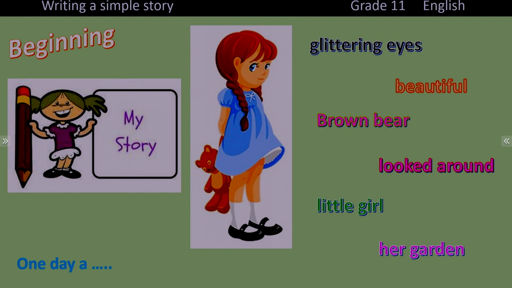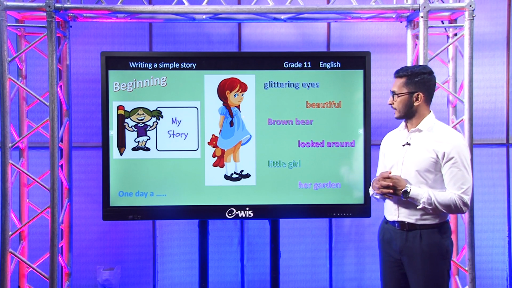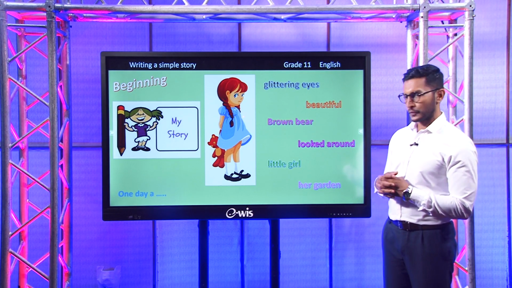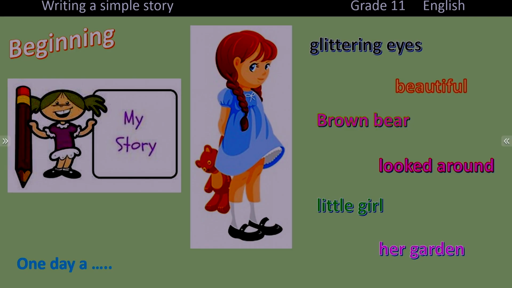Right. You're going to write the beginning of the story here. You're going to start one day. Now these words and phrases will help you. Glittering eyes, beautiful, brown bear, looked around, little girl, her garden. You're going to introduce the first character here, the little girl. She is beautiful, of course, and she has a brown bear. And here we have the action, she looked around. Now take your time and try to write the beginning of the story.